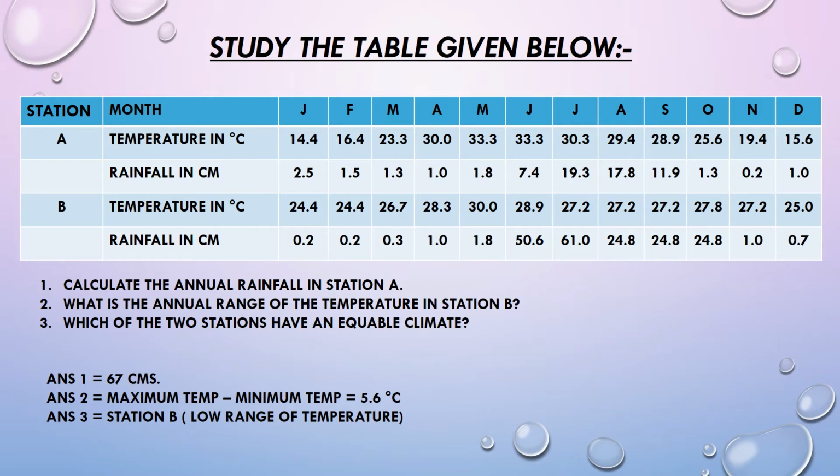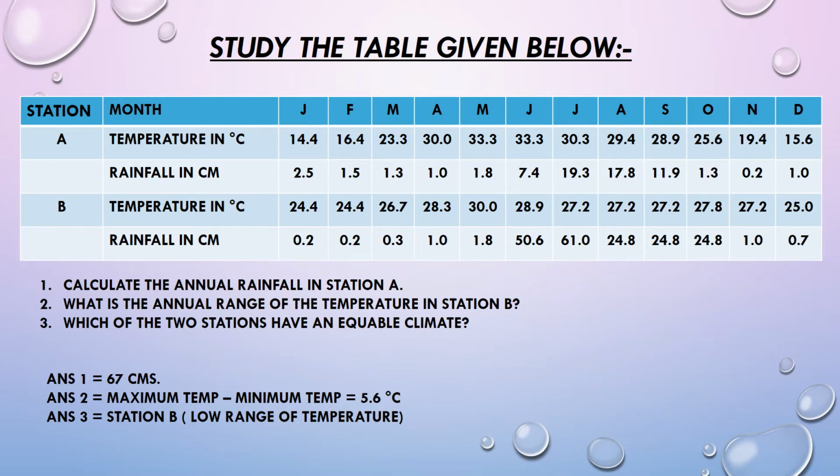Now you can see this table, you can see station A and station B. These are the months, J, F, all the short forms. J for January, February, March, April, May, June, July, August, September, October, November and December. The first alphabet of the month is taken.